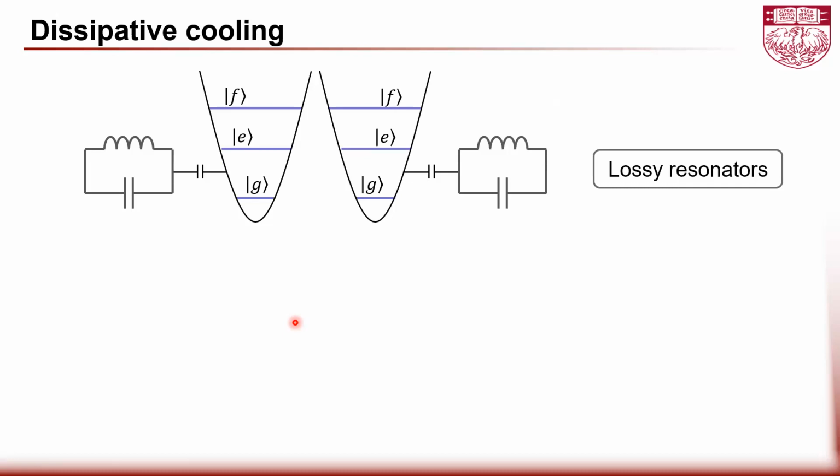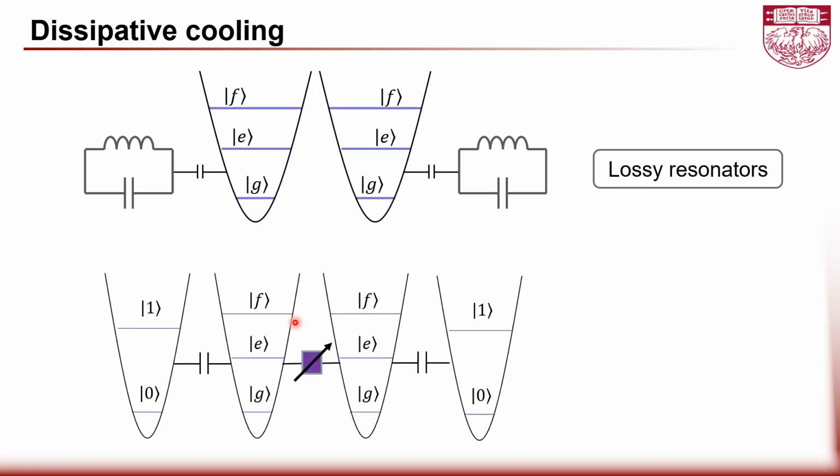Apart from the logic encoding, another important element is to achieve error correction. We couple our 2-3 level systems independently to lossy resonators and use the lossy resonators to do the dissipative cooling. We only kept the first 2 levels of the lossy resonators because we think it's good enough, and we try to engineer the E0 to F1 interactions between each qubit-resonator pair.